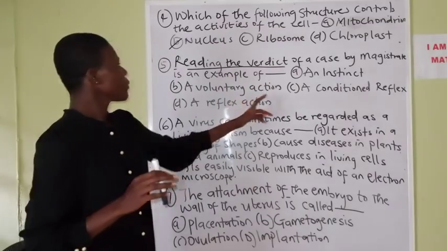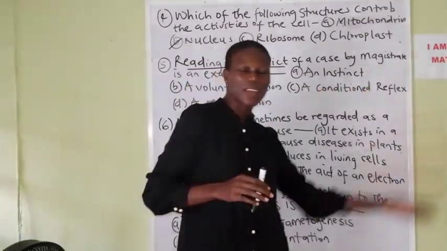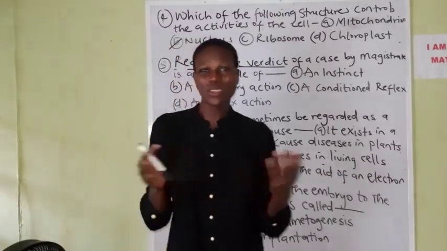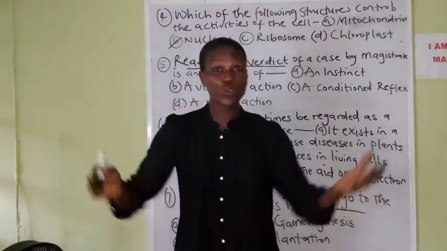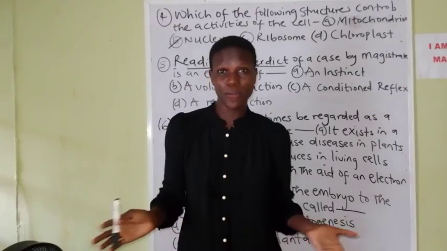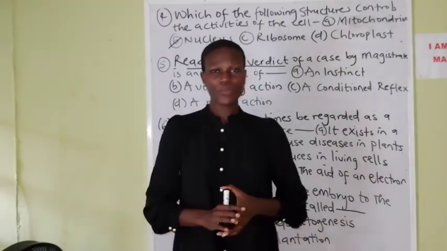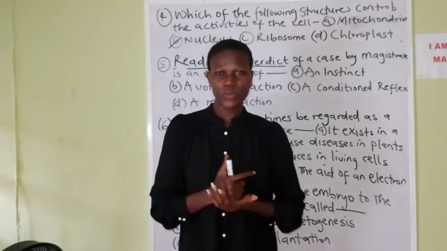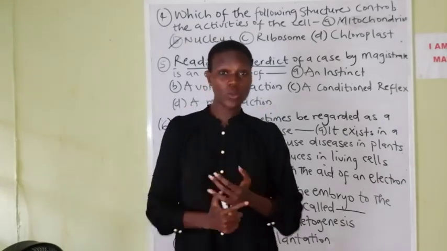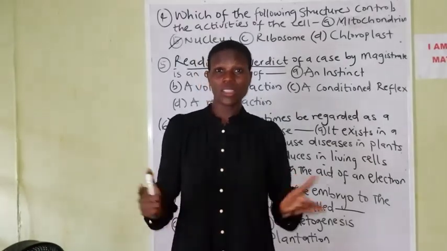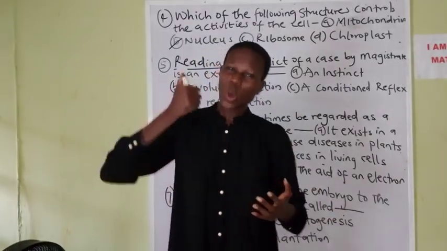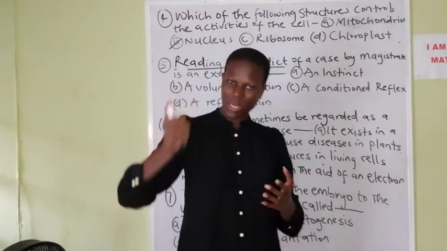Okay. C says a conditioned reflex. What's a conditioned reflex? You putting something on that condition. For instance, you want to borrow money from someone, and the person says, "Okay, for me to give you this money, you're going to bring this. You bring maybe your laptop, this and that for the loan." That is what we call a condition. There are things you need to keep aside to get that thing.